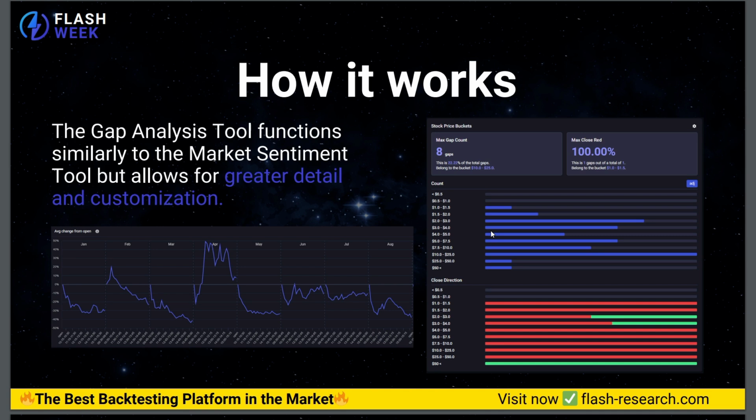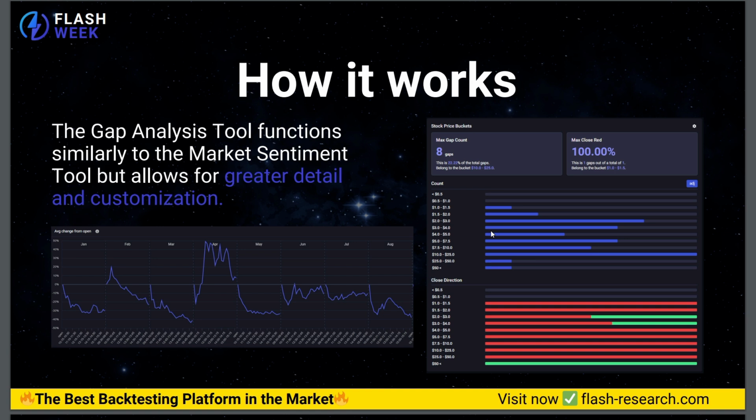So you might be asking how it works. The gap analysis tool functions similar to the market sentiment tool, but allows for greater detailed customization. As we did with the previous presentations, we are going to go through the actual tool, and after I finish the little presentation, we are testing it ourselves.